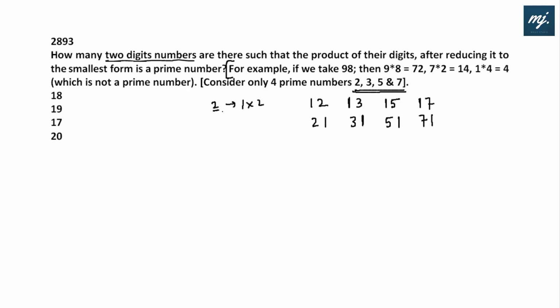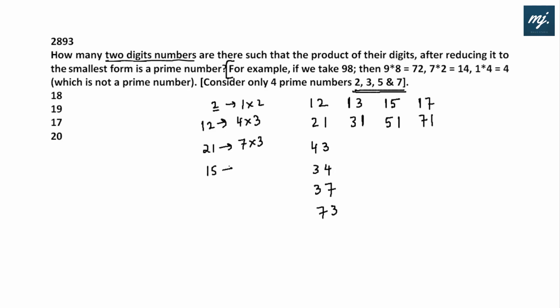12. How can we get 12? 12 is 4 into 3. Correct? So that means we can also have numbers 43 and 34 which will end in 12 and then 12 will end in 2. Now we have got 21. 21 is 7 into 3. So again we can have numbers like 37 and 73 whose product will end in 21 and then 21 will end up with 2. Now 13 is a prime number, 31 is prime.